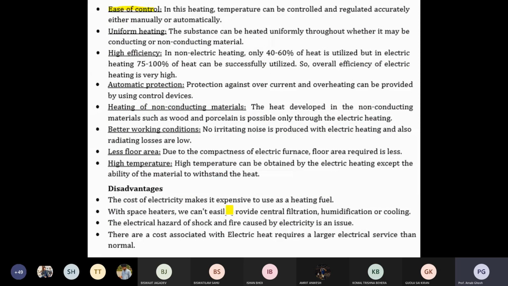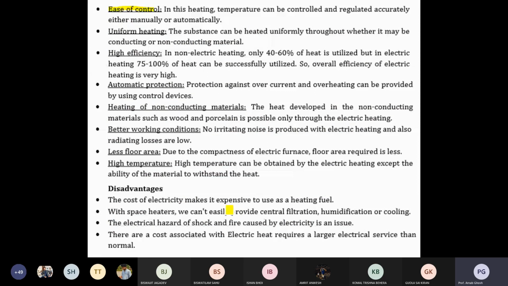Okay, then disadvantages. What are the most important disadvantages? The cost of electricity makes it expensive compared to the use of heating fuel. Cost is comparatively high. Basically, conventional means, if you compromise on one side.